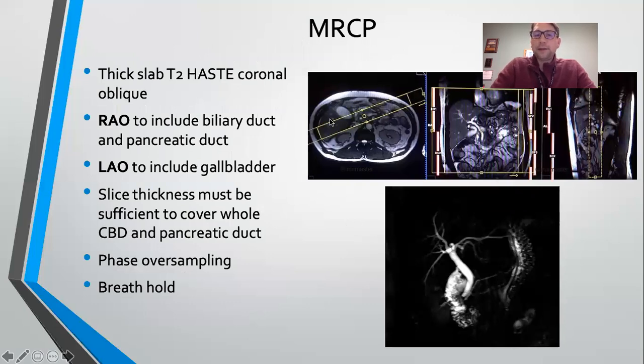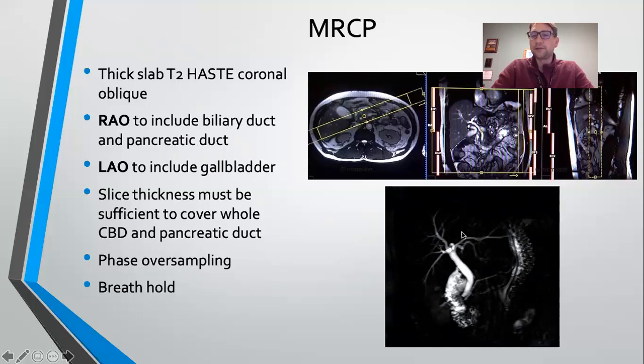Our MRCP, this is typically our thick or thin T2 HASTE, coronal oblique. Some people do a true coronal, some people do an RAO, some people do an LAO. It all depends on what they're trying to look at. RAO is used to look at the biliary tree and the pancreatic duct. LAO is to look specifically at the gallbladder and how it attaches to the biliary tree. So this is an RAO because you can see the gallbladder is not really fully in this particular slice. So they're looking more at the biliary ducts and the pancreatic ducts.